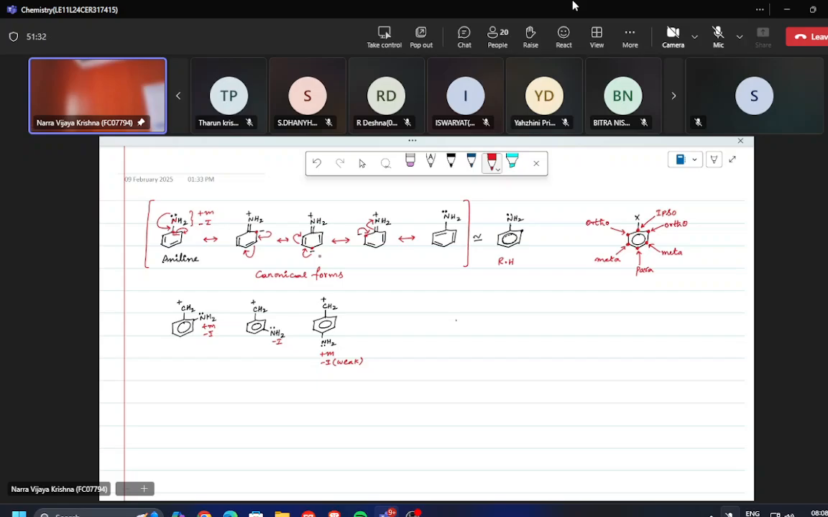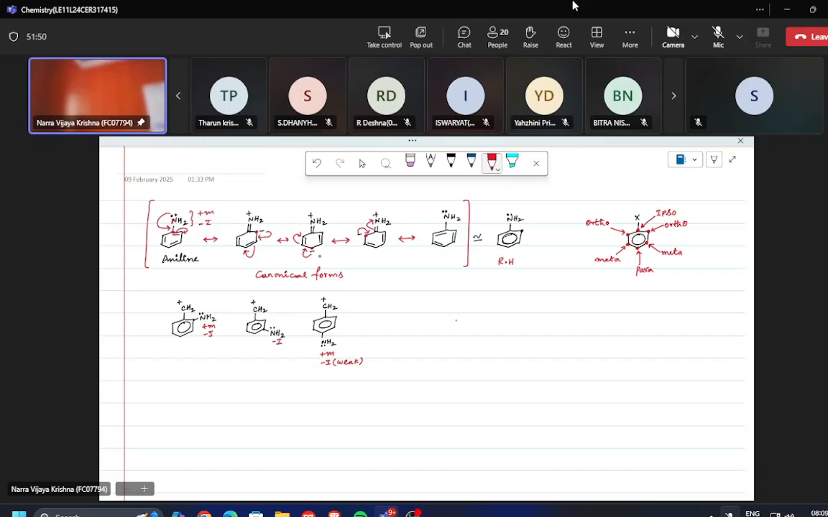If it pulls electrons, what happens to the charge? Positive charge increases. If it is donating electrons, what happens to positive charge? Decreases. If a positive charge decreases, the stability increases. In any case, if a charge decreases, the stability increases.